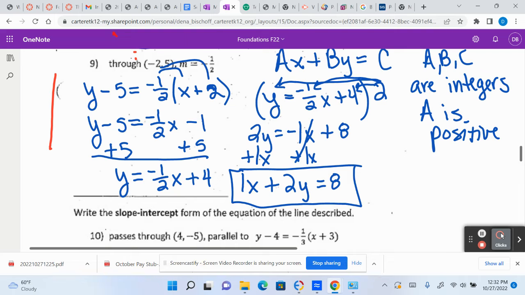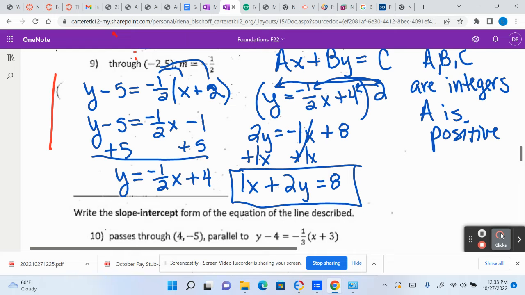So 2 is the denominator. Do you see that? The only way to get rid of the fraction is to multiply everything by the denominator. So we multiply 2 times y, 2 times 1/2, which is 1, and it's negative. 2 times 4 is 8. Okay? You have to multiply by the denominator. All right, we're almost done.